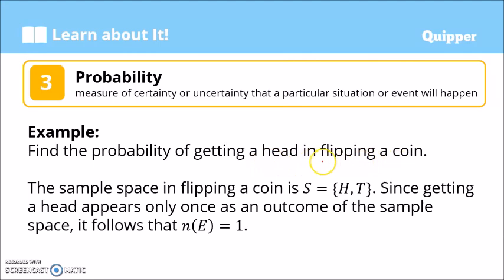Example, find the probability of getting a head in flipping a coin. Take note that when we flip a coin, it's either a head or a tail. So the sample space is given by HT. So we only have 2 outcomes from the sample space. So since getting a head appears only once as an outcome of the sample space, it follows that the number of outcomes in that particular event is just 1.